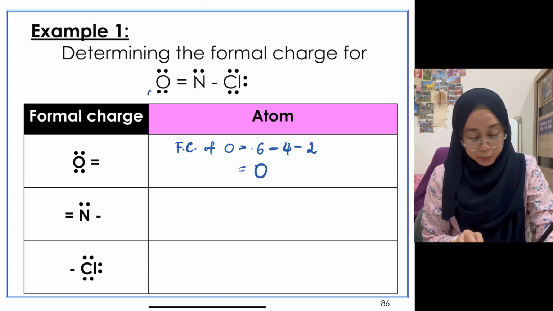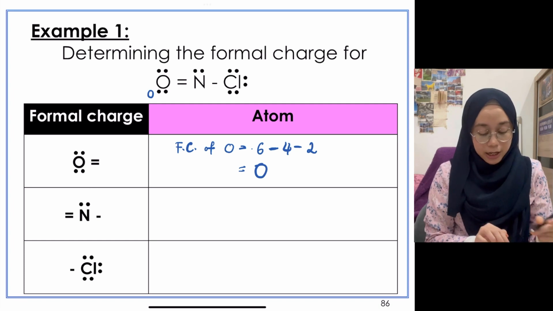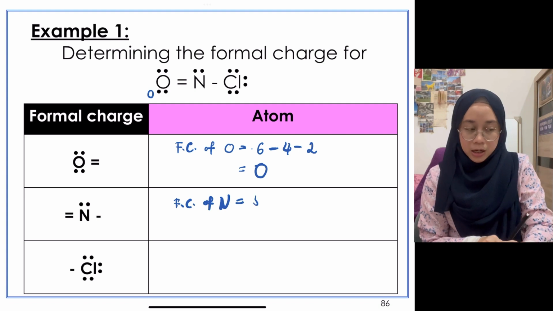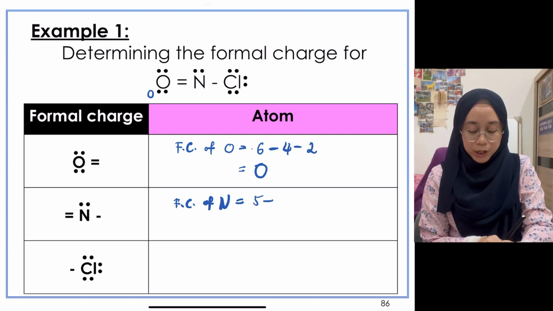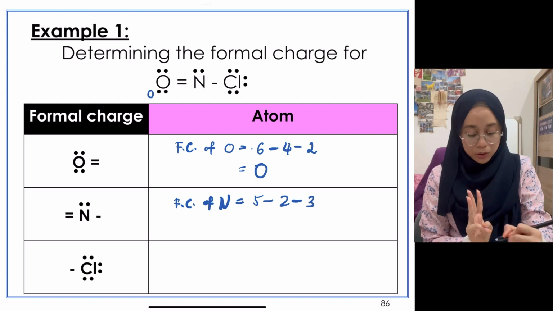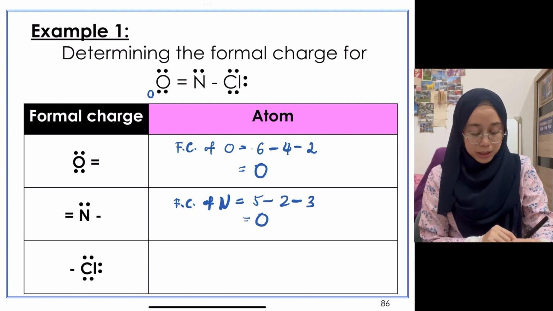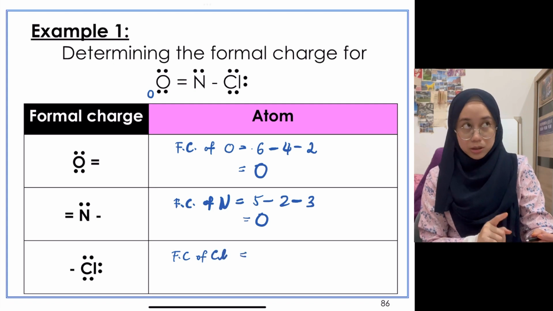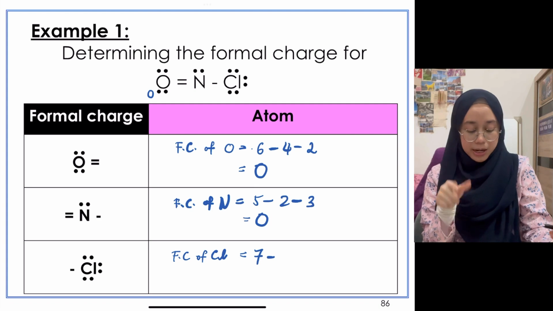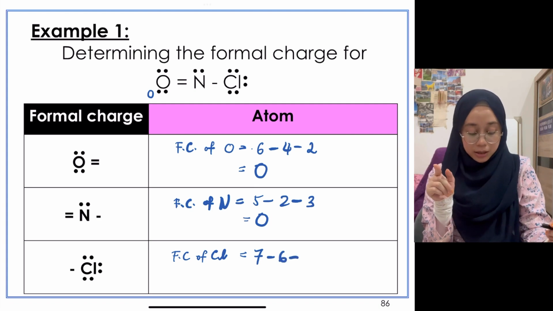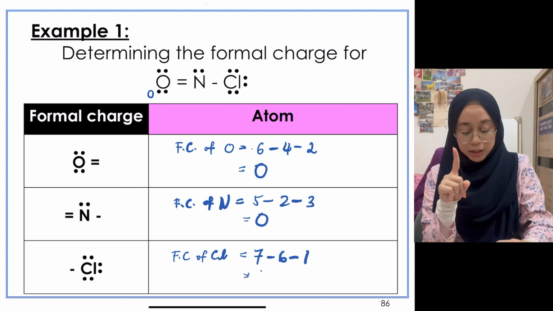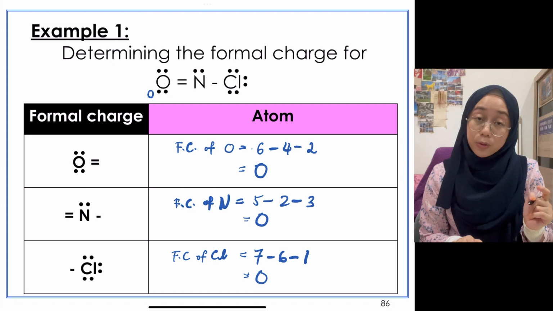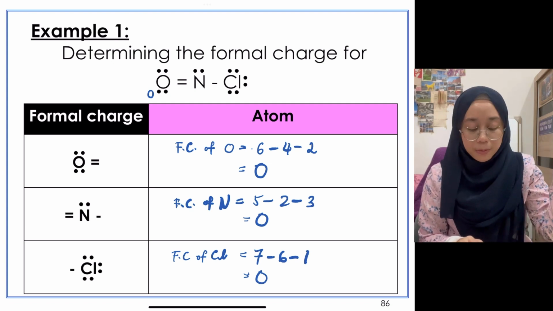Okay, bermaksud untuk kita punya oksigen 0 dia punya formal charge. And then kalau nitrogen pula, so formal charge of nitrogen is equals to valence electron nitrogen 5, and then dia ada 2 dot, so tolak 2, and then dia ada 3 bond, so tolak 3, so dapat 0 juga. What about Cl? So formal charge of Cl adalah, so Cl in group 17, so 7 minus, ada 6 dots keliling dia, and then ada 1 bond, so dapat 0. Okay, so dapatlah 0 untuk setiap satu kita punya atom kat sini. Ini example 1, just nak revise balik macam mana nak kira formal charge of each atom.